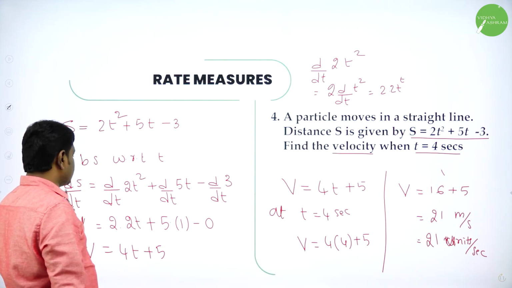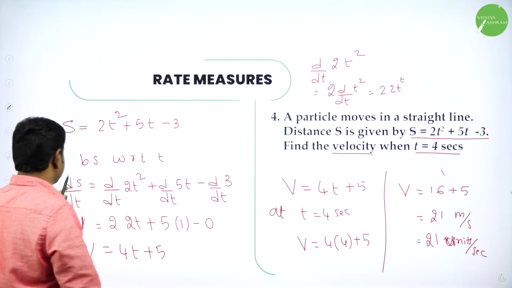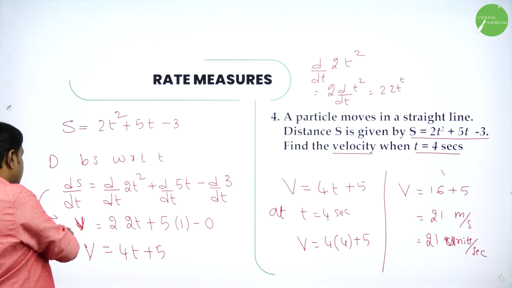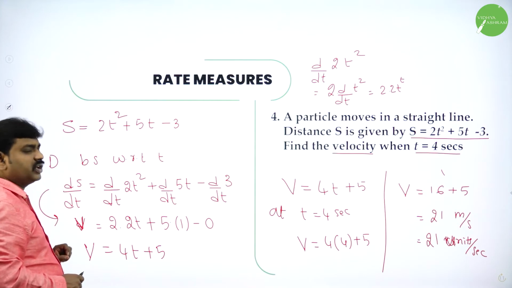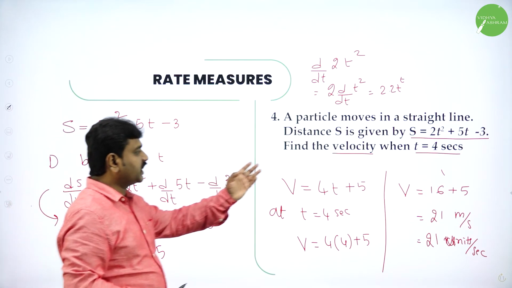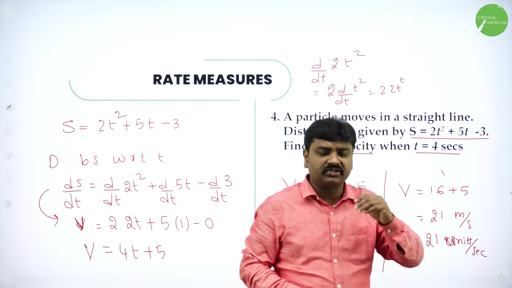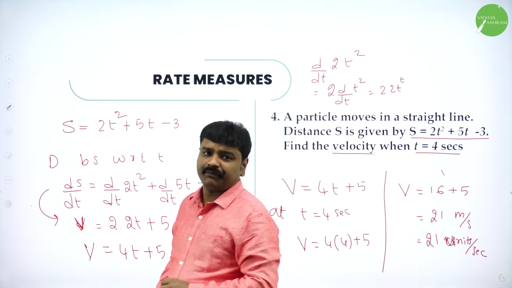So differentiate both sides with respect to t. The LHS becomes ds by dt, and ds by dt is called v. Instead of ds by dt, put v, and on the right side, differentiate and put the time value that is given. What is given? 4 seconds. Substitute, and you will get the answer.